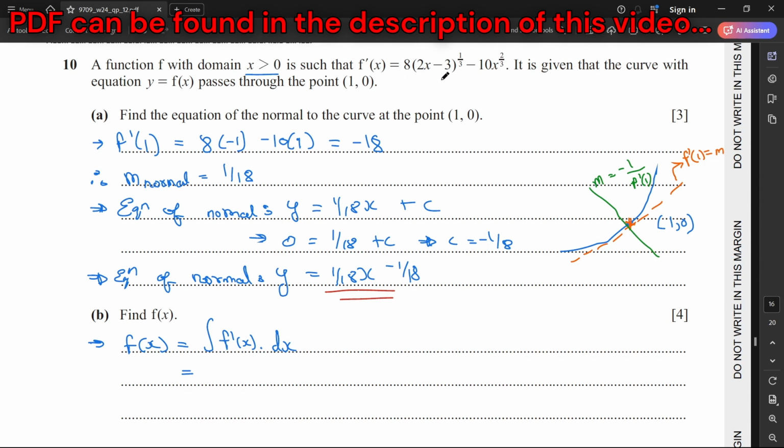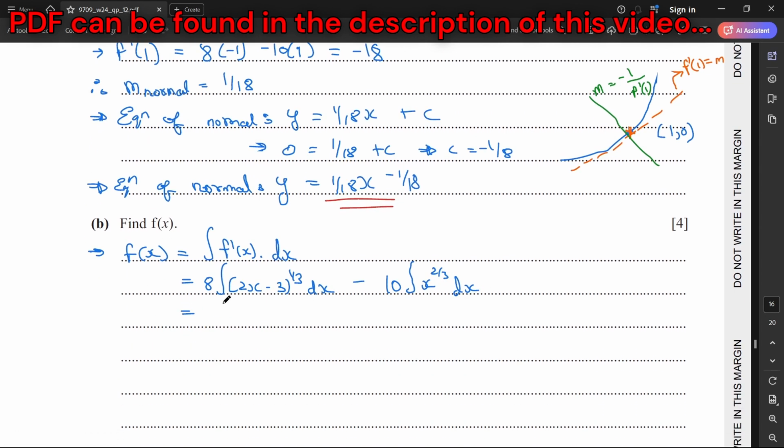So to integrate this, I'll first integrate this part and then this part. So to integrate the first part, 8 is going to come out as a common. Then I'm having the integration of 2x minus 3 to the power of 1 by 3, 2x minus 3 to the power of 1 by 3 dx. And then minus, over here I'll take 10 as a common. And then the integration of x to the power of 2 by 3 dx.